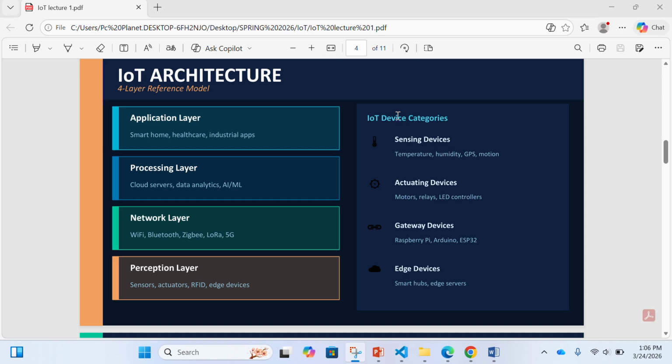So the next part of this lecture is the IoT architecture of four layers reference model. Engineers use what is called the four-layer reference model to describe the different responsibilities within an IoT system. Think of it like the floors of a building. Each floor has a distinct role, but the building only works when all floors function together. So we will start with the perception layer.